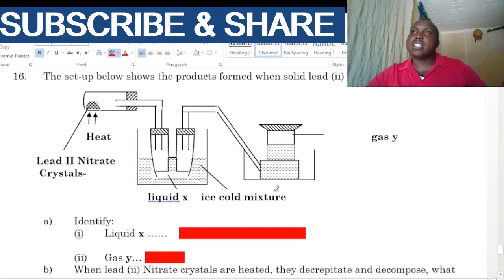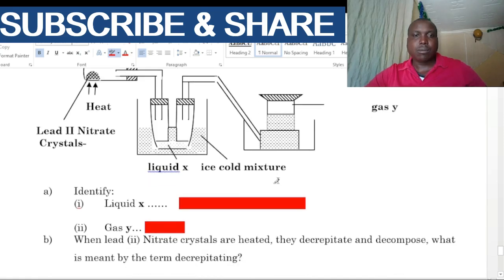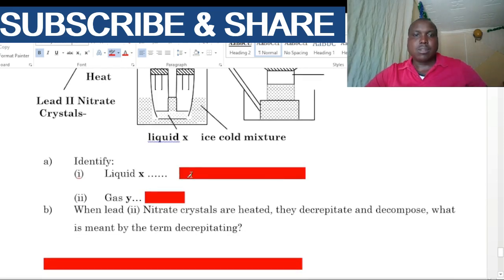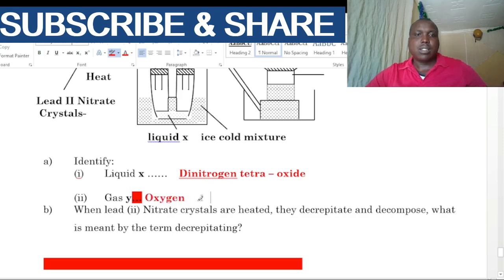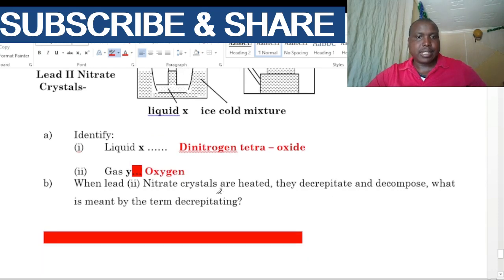Oxygen is collected by the over water method simply because it is slightly soluble in water. So the method here is the over water method. Dinitrogen tetraoxide. Yes.